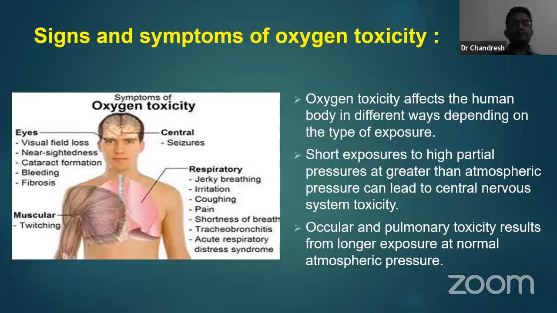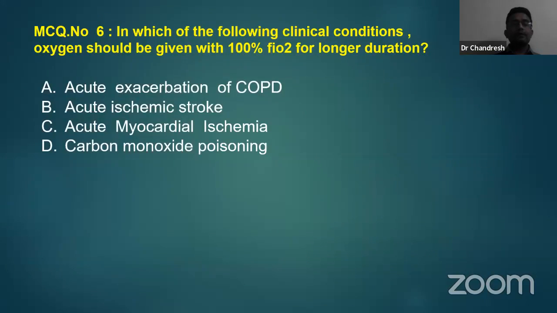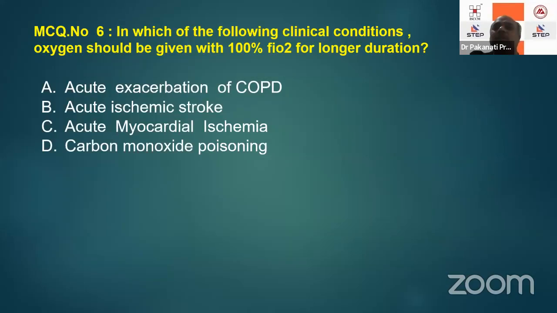Next. Another question: in which of the following clinical conditions should oxygen be given with 100% FiO2 for a longer duration? Is it acute exacerbation of COPD, acute ischemic stroke, acute myocardial ischemia, or carbon monoxide poisoning? The majority of them have answered D, carbon monoxide poisoning.